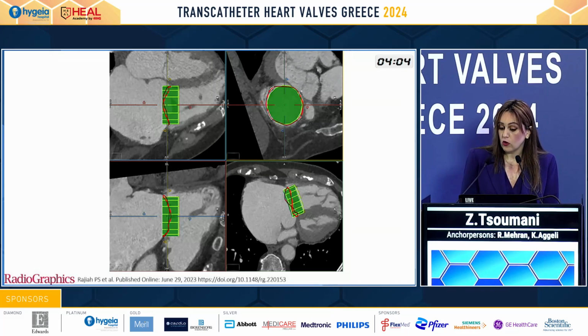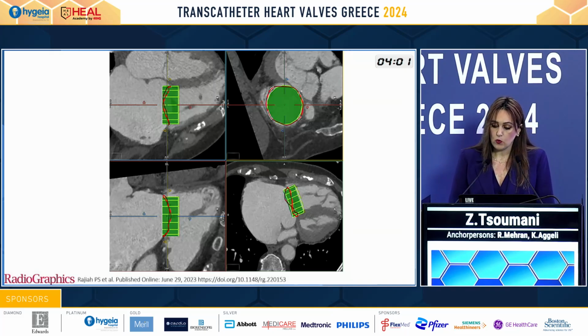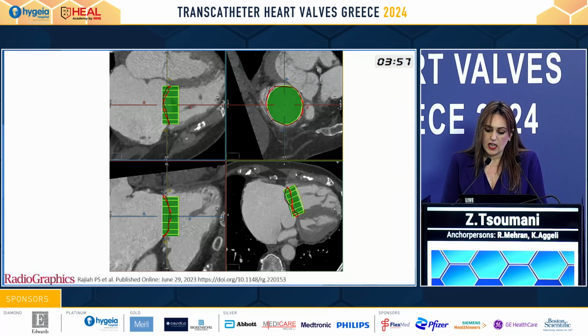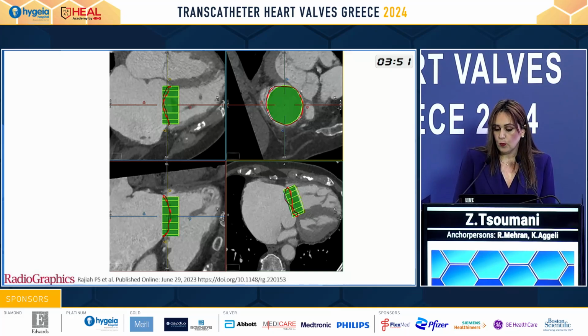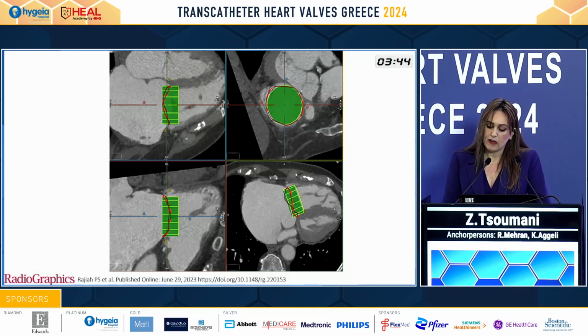Using dedicated software, we can simulate specific valves in order to have the precise size to prevent right ventricular outflow obstruction, as well as any paravalvular leak.